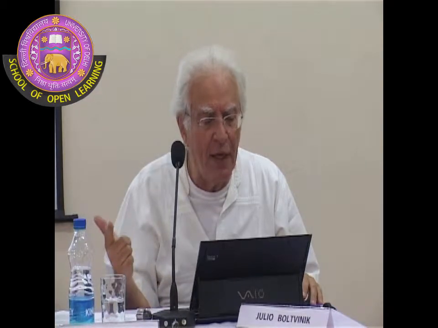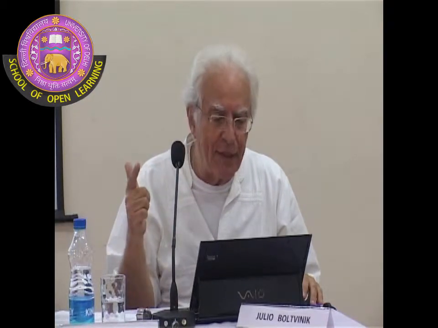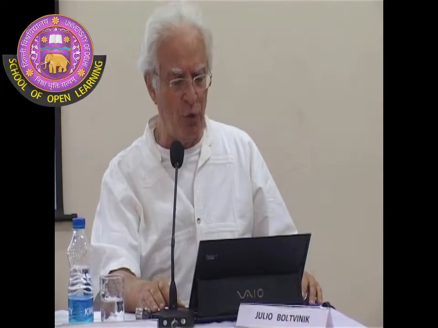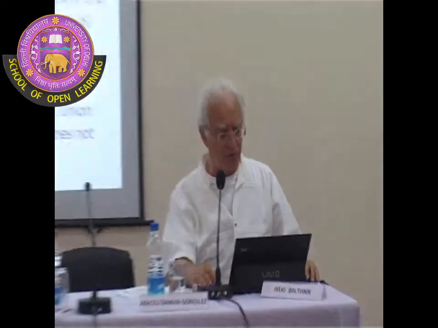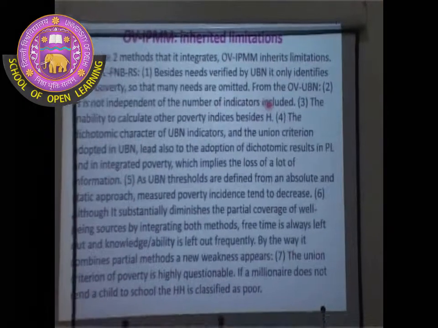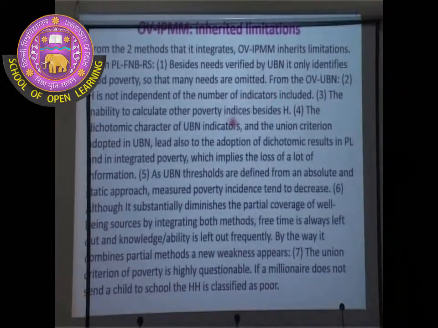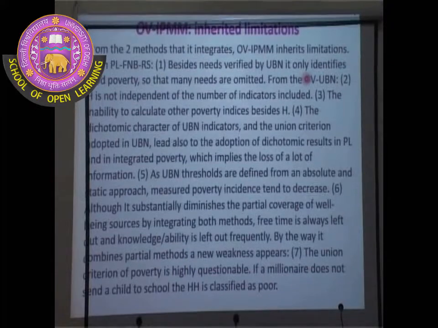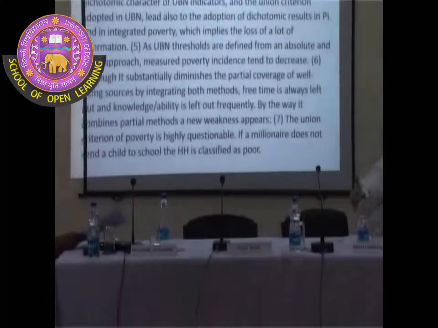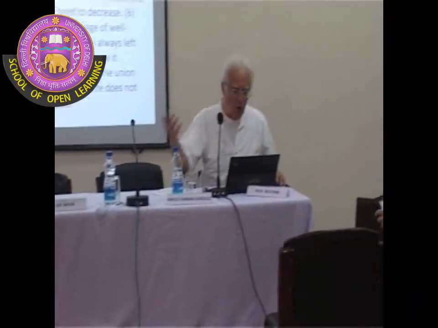IPM inherits limitations. From PL, the food normative basket, it inherits that besides the needs verified by UBN, it only identifies food poverty, so that many needs are omitted. You won't have dressing, or you won't have other transportation needs and many others.